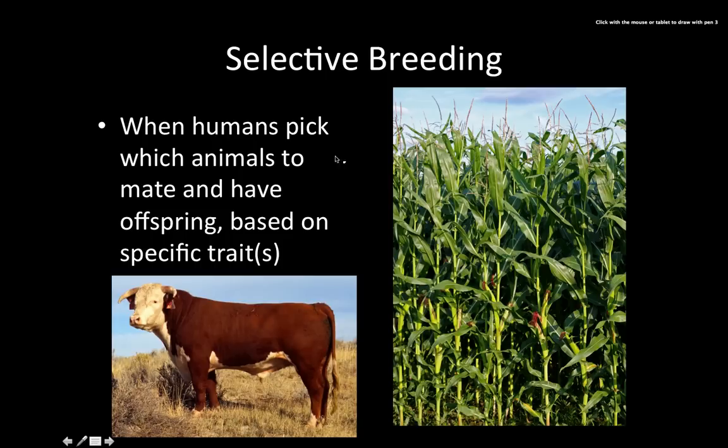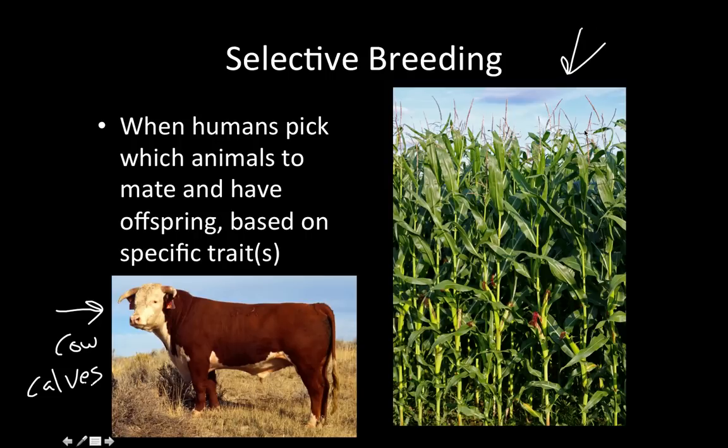So selective breeding is when humans pick which animals to mate and have offspring based on specific traits. So if we were to take a large bull with a large cow to get large calves, that would be an example of selective breeding, right? Farmers would want to make sure that they have the biggest cows, technically bovine, that they possibly could have because they get paid on price per pound. So they want the biggest cows and bulls that they possibly can get.